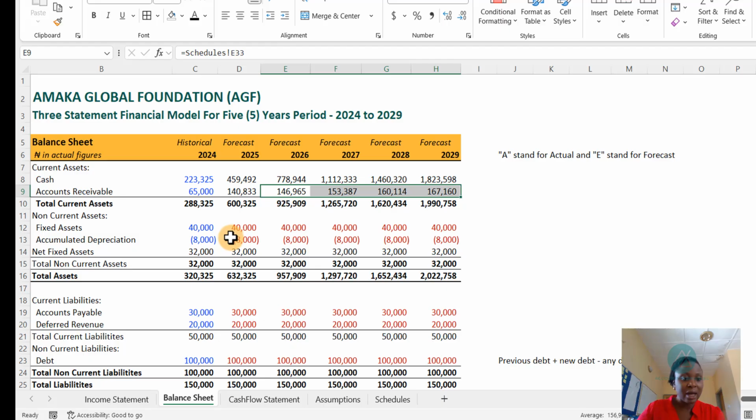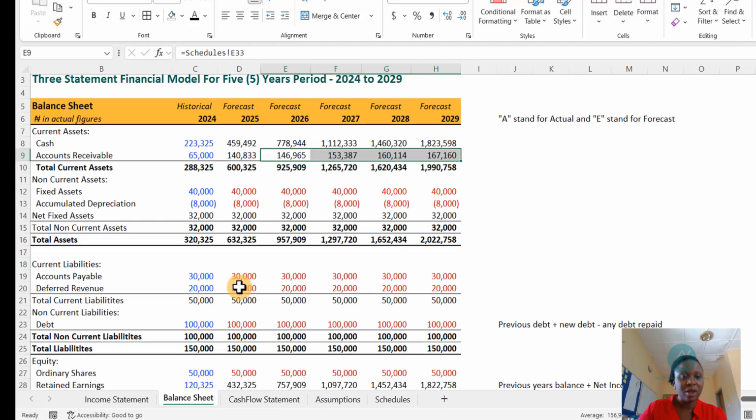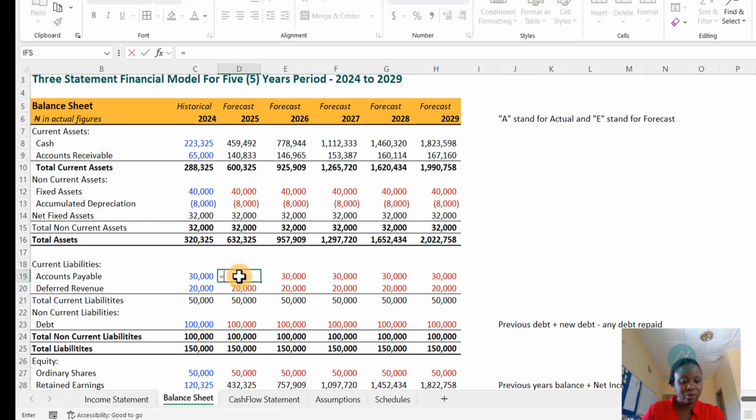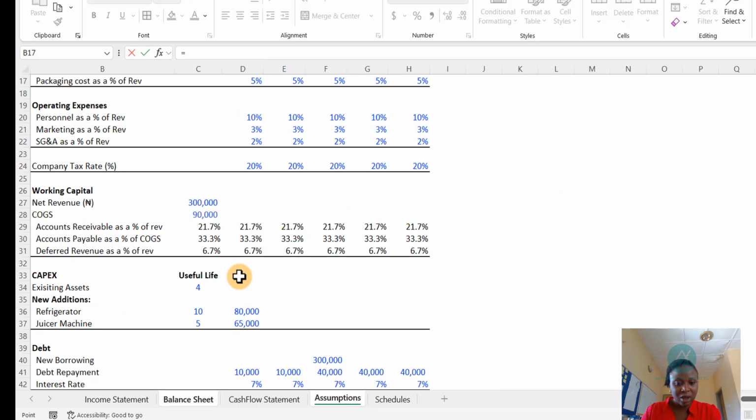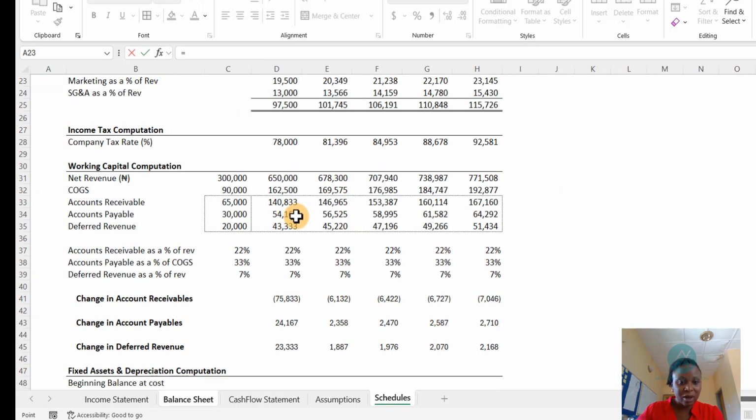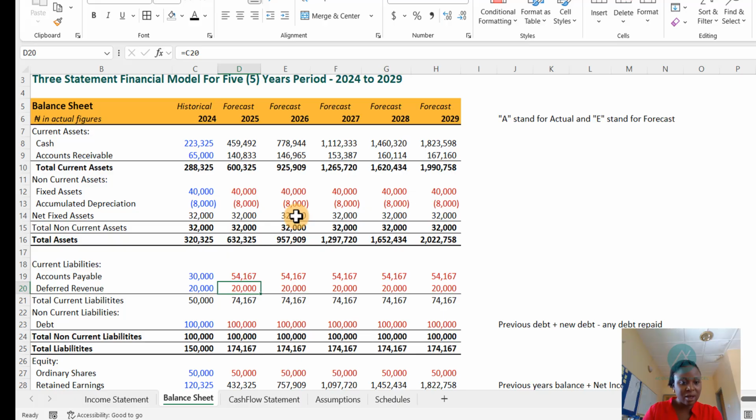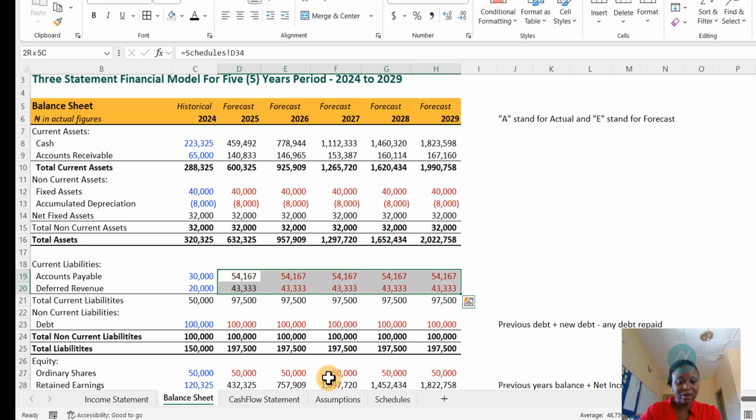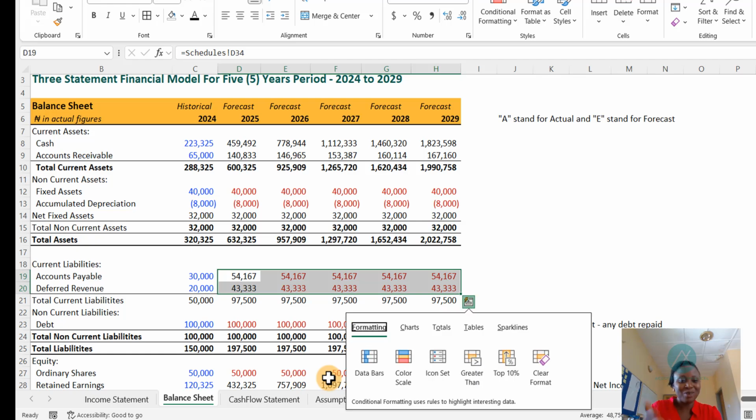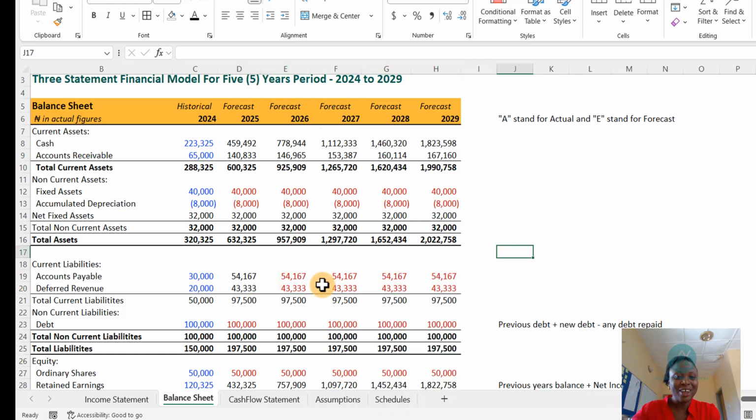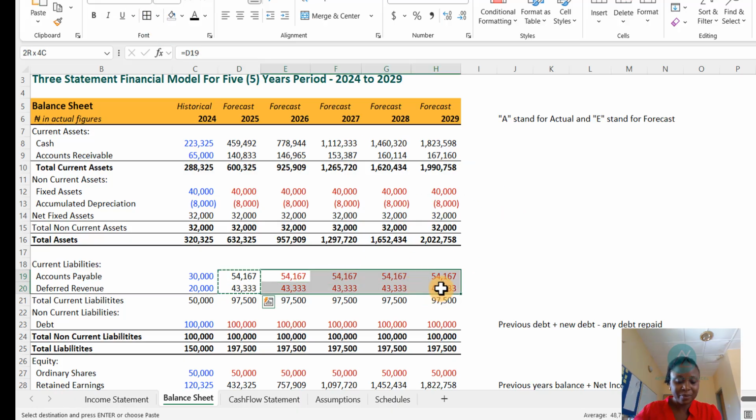So let's also link accounts payable and deferred revenue. So accounts payable, you go back to your schedule, pick your account payable. This is your account payable, and I think deferred revenue is just close below it. So we'll just change it to black because this is the accurate figure now. You know, we had it in red because we were not yet certain, just to ensure that our balance sheet is well linked. So you can just copy and you paste.